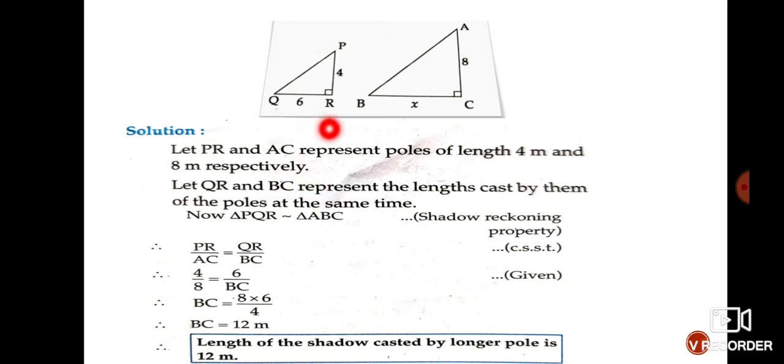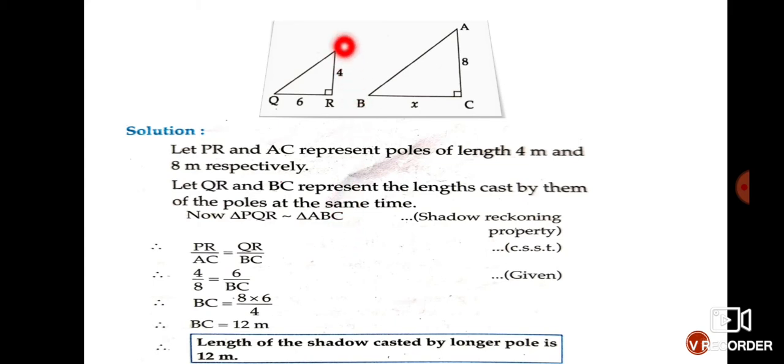Then QR and BC represent the lengths cast by them of the pole at the same time. Now here if you see, we are saying triangle PQR similar to ABC. Now directly we are writing that these triangles are similar, and the reason we are writing is shadow reckoning property. Now what does that mean? You can either write it this way, or there is another way of proving that triangles are similar. Whichever way is convenient, girls, you can do it.